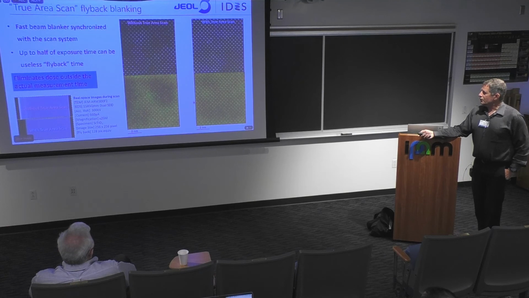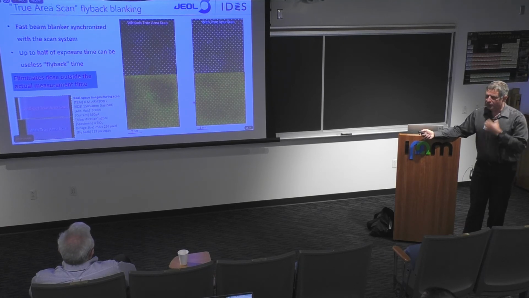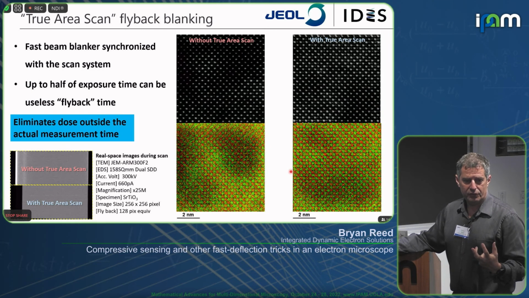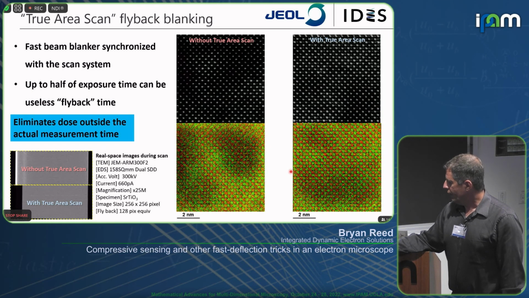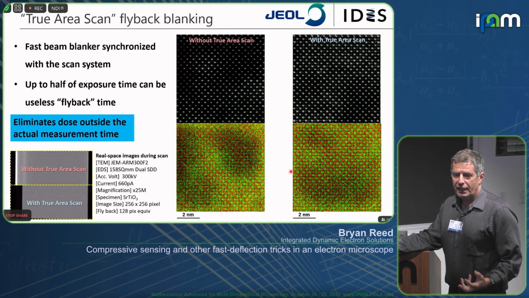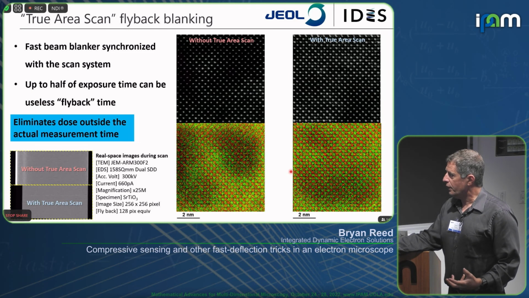So once you can do that, you can start doing other things. The simple thing, as I mentioned before, is just to blank during the flyback. So you can synchronize with the scan system and just listen to the timing signals that are coming from the scan controller and just blank the beam when you're not actually collecting any data. And depending on your parameters, up to like half of your time can be useless flyback time.